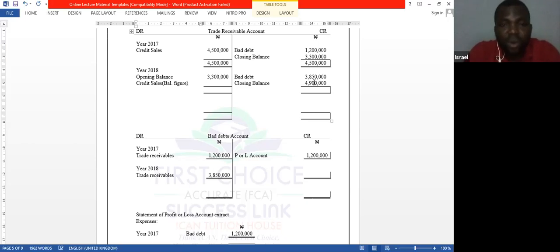So your balance figure is the addition of these two, which will give us 8.750 minus 3,300,000. That will give us a total of 5,450,000. In addition, now let's close that. It will give us 8,750,000.